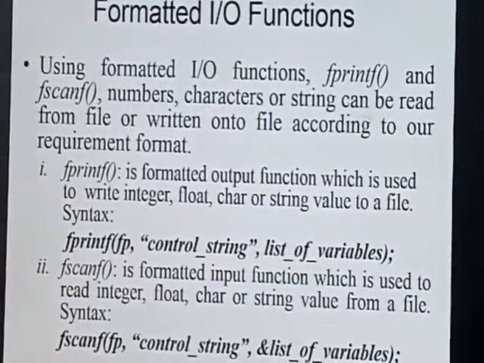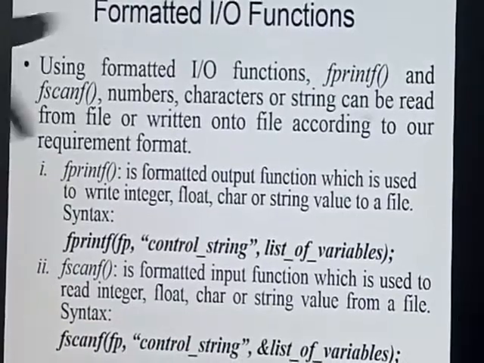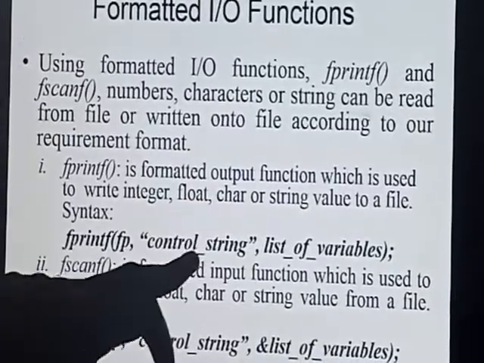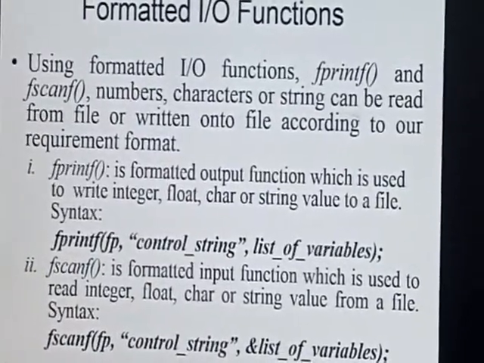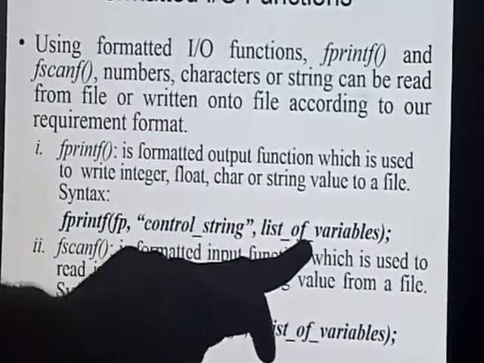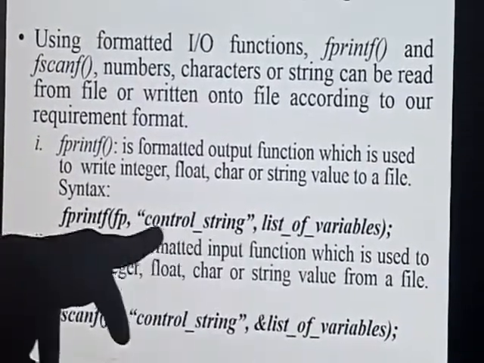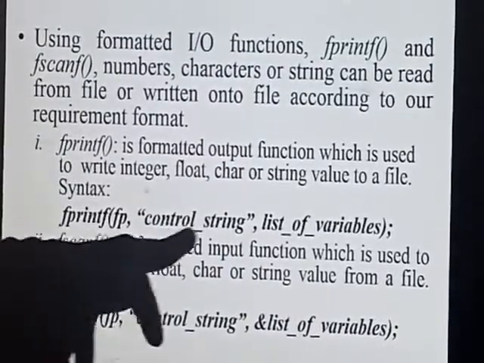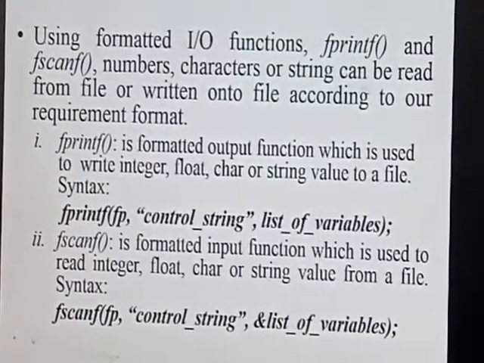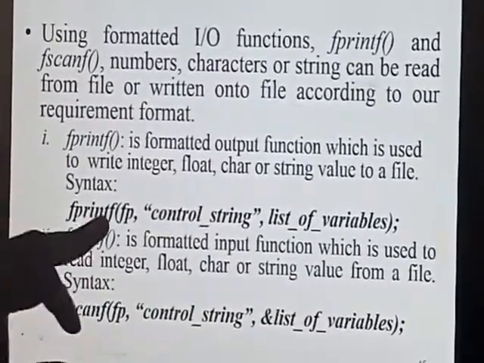Previously we had seen fgetc and fgets, and similarly we are going to have formatted IO operations. As I said, in the case of printf, it has the control string. Similarly, for formatted IO functions for files, we have fprintf with the control string. If you want to read an integer, the control string must be %d. If you want to write a string, it is %s. If you want to write a character, %c. This control string refers to what data type we have declared, and according to that you have to mention the control string.